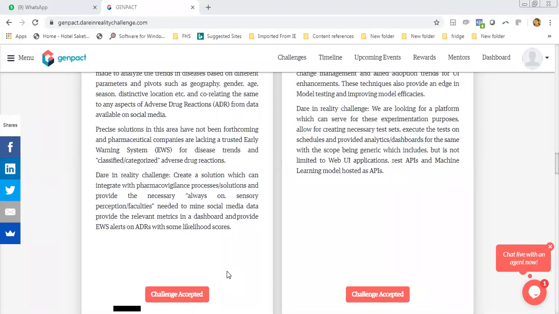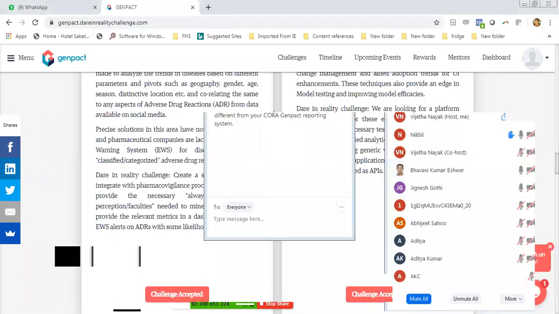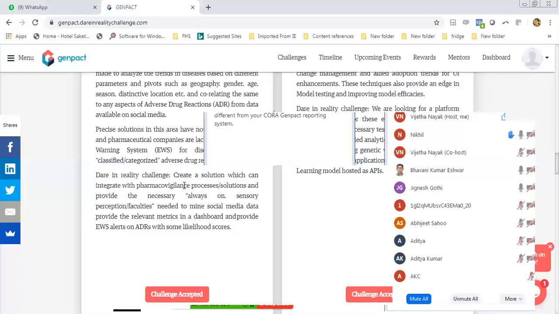Okay. Thanks a lot. Abhijit, I think for your question also, the answer remains the same. So anyone else who has a question on this pharmacovigilance use case?